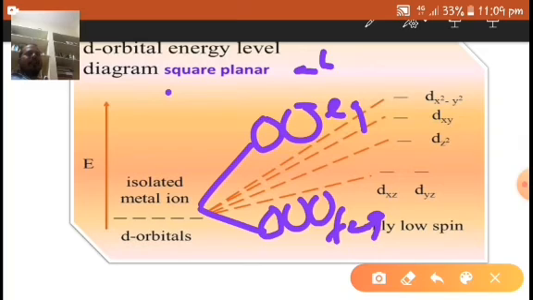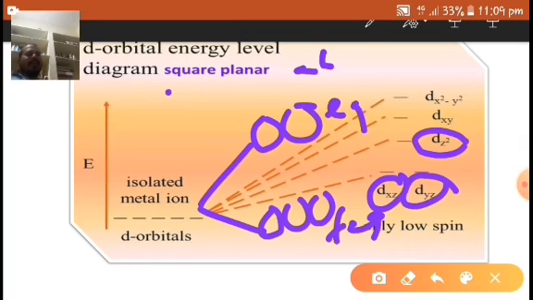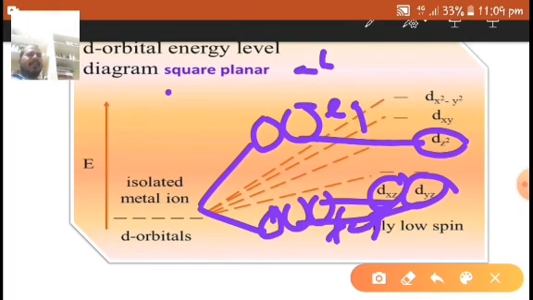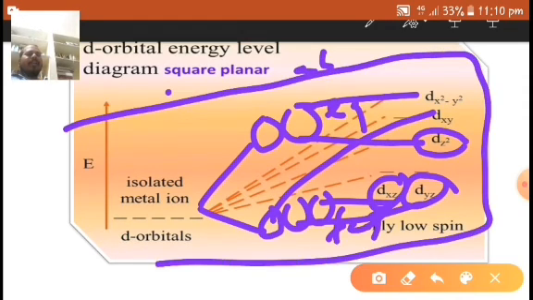Here there is no ligand along the z axis, so the orbitals which lie along the z axis and which lie between the z axis, their energy will be decreased. So here dz square energy is decreased, and dyz and dzx energy is decreased, and dxy energy is increased. So here dx square minus y square is increased. So it is the d orbital splitting in square planar complexes.